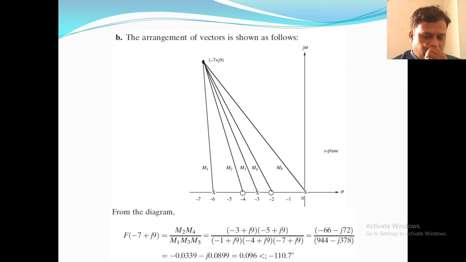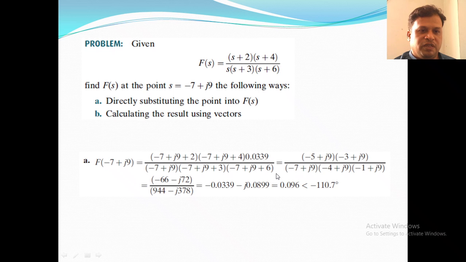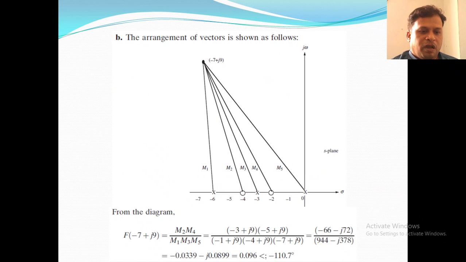The arrangement of vectors will be as follows: the vector is drawn to this point s, and we are plotting the poles and zeros for that transfer function. In this transfer function, we have minus 2, minus 4, s is equal to 0, minus 3 and minus 6, that we are plotting here. After plotting this, we get the values. By direct substitution, we get 0.096 at an angle of minus 110.7 degrees.